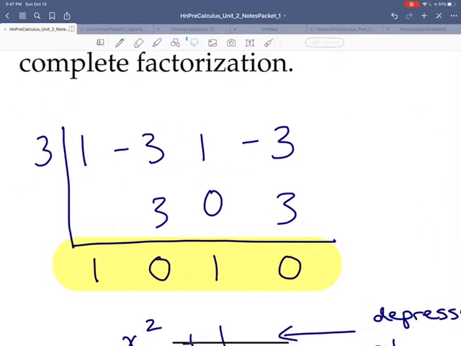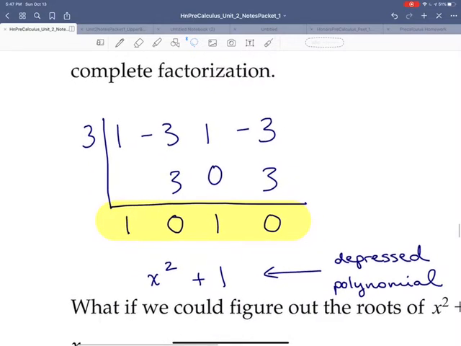So first we take the coefficients of the polynomial we're given and we synthetically divide by 3 to show that we get a remainder of 0. The coefficients of the depressed polynomial are 1, 0, 1, which means that the depressed polynomial is x squared plus 1. So the factors of our polynomial are x minus 3 and x squared plus 1.